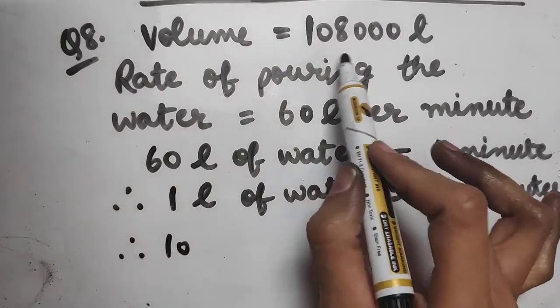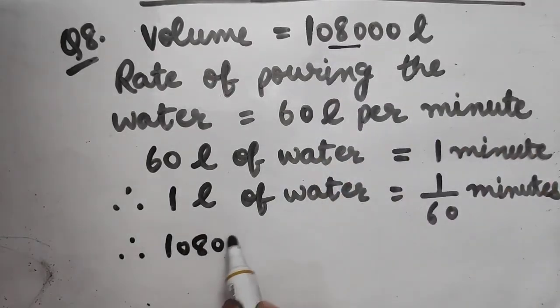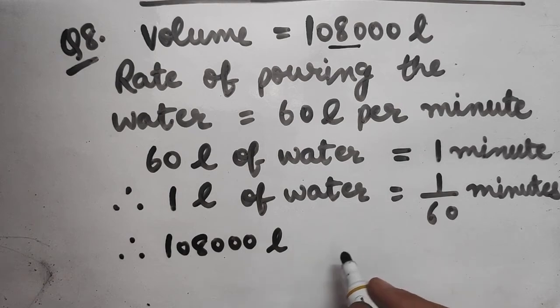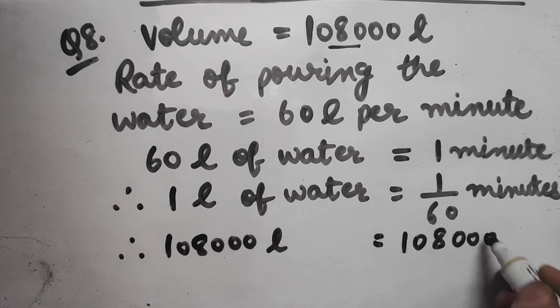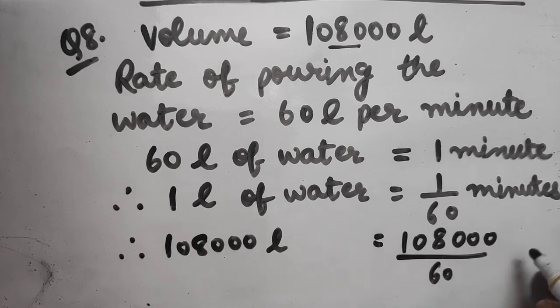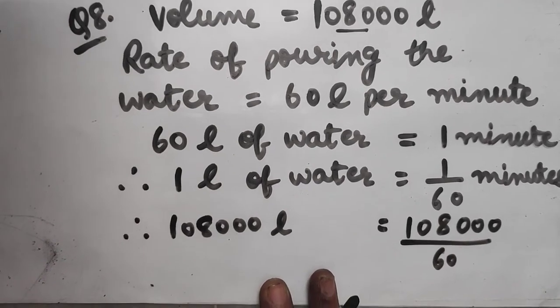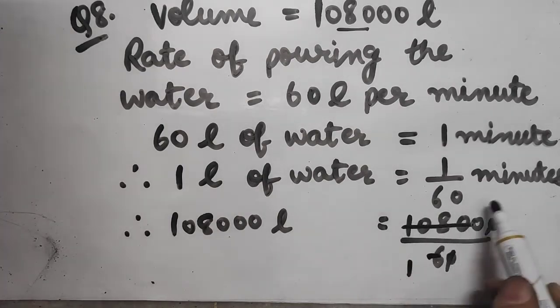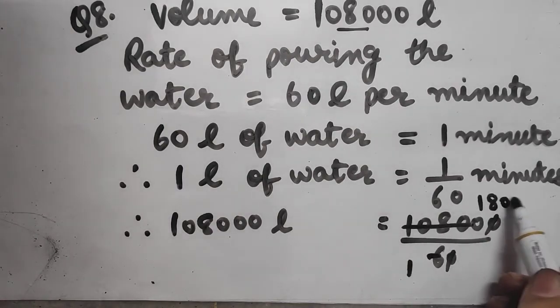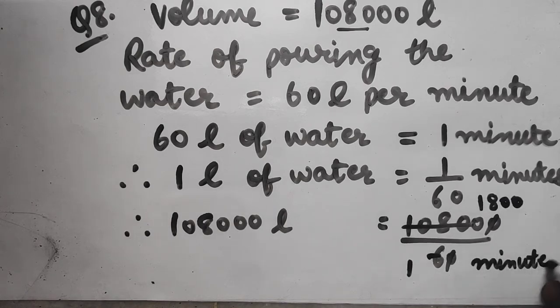Therefore, this is the volume which we have taken in liters of water will be poured in. We are supposed to divide it by 60, and after cancellation it will be 1800 minutes. Now, as we are supposed to find the number of hours, we will be converting it into hours.